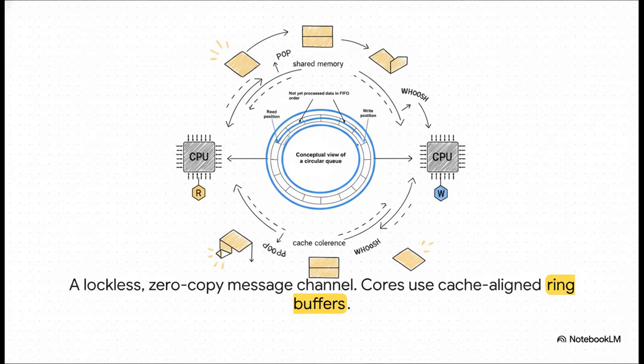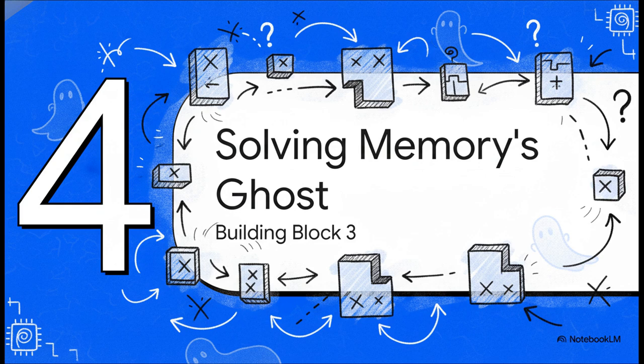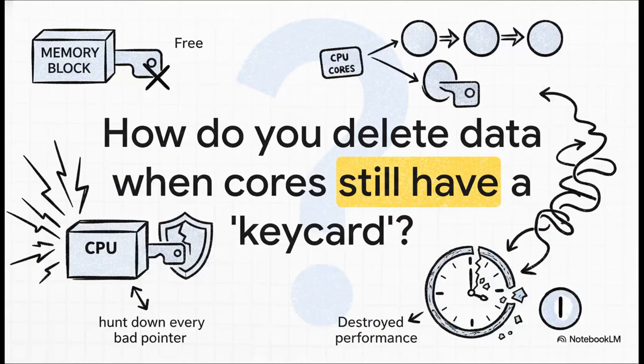memory access. Okay, so we've got fast communication, we've got hardware security, we're almost there. But there is one last, really subtle ghost-in-the-machine kind of problem. In a system where there are billions of these shared pointers flying around, how do you safely delete anything? I mean, here's the challenge, right? You tell the system to free a block of memory, but what if some other core, way over on the other side of the chip, is still holding a valid hardware capability, a key card, to that exact same spot?